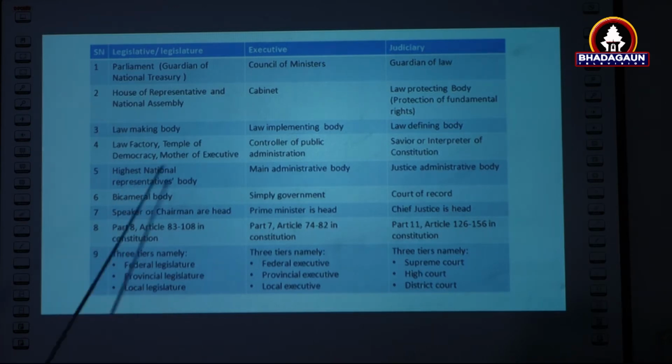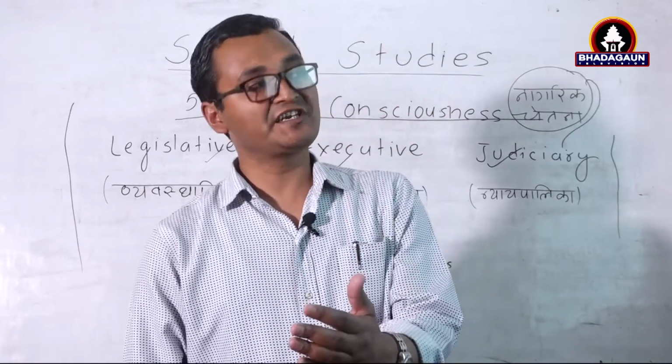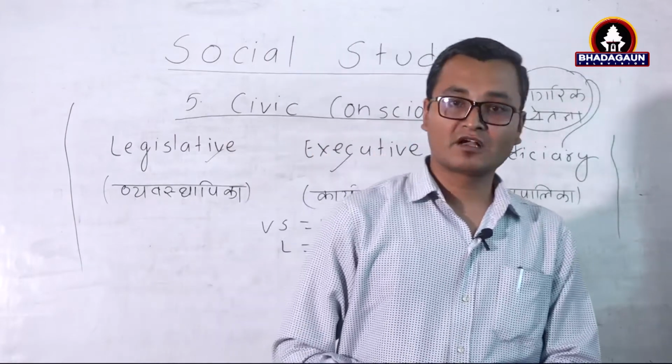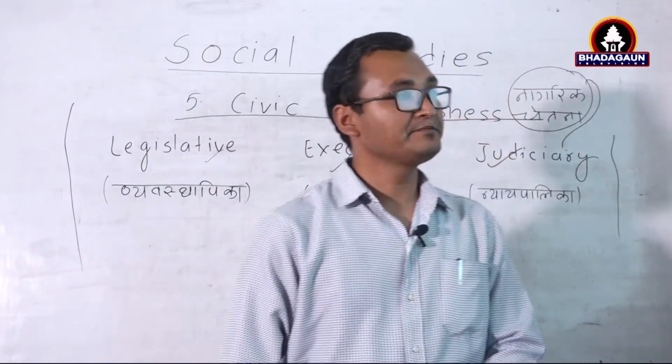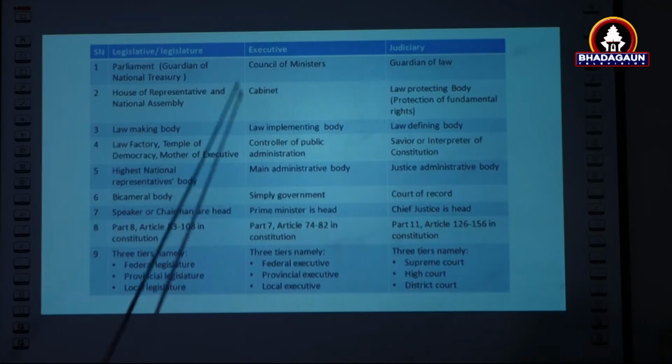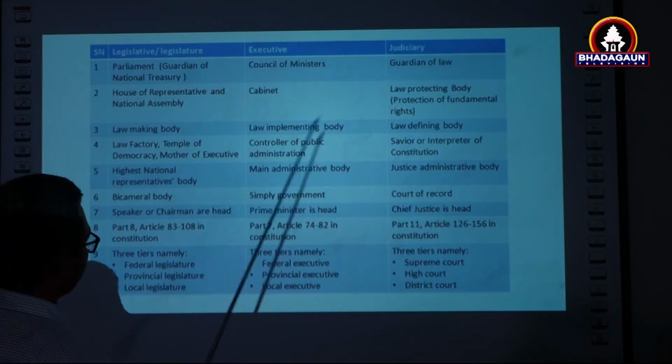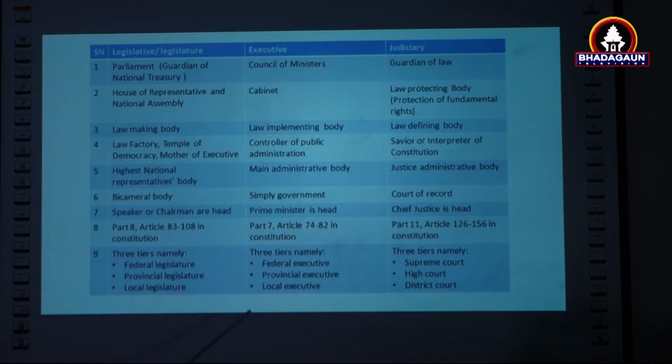संसदको सभामुख. Chairman in a sense that in Constituent Assembly 1 and in Constituent Assembly 2, Subhash Chandra Nemang was chairman at the time. Prime Minister is head in executive and Chief Justice is head in judiciary. And according to our constitutions, it is also provision in different parts article over here. You can look at. And in legislature, it has 3 tiers: federal legislature, provincial legislature, and local legislature.